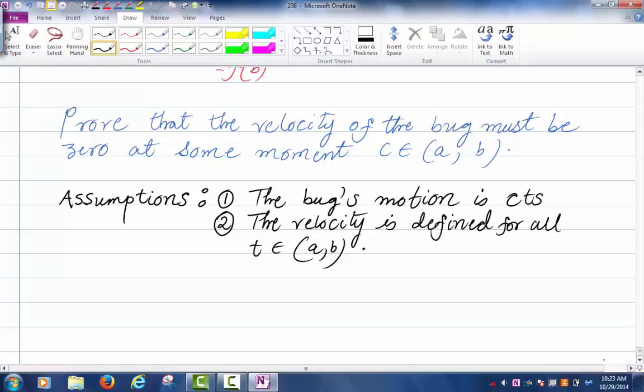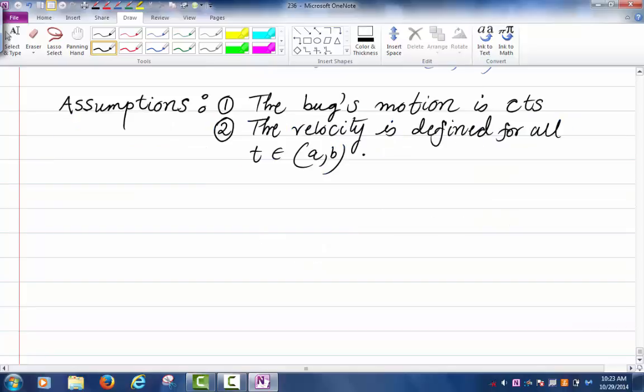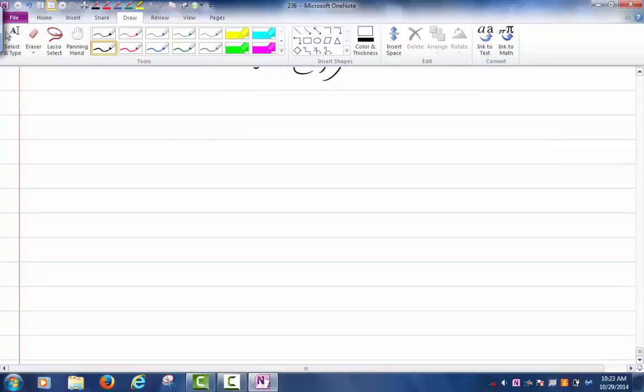Okay. Well, let's prove now that the bug's velocity should be 0. To prove that the bug's velocity should be 0 somewhere, there are a couple of cases. We have to do it case by case. Okay. So case number 1.